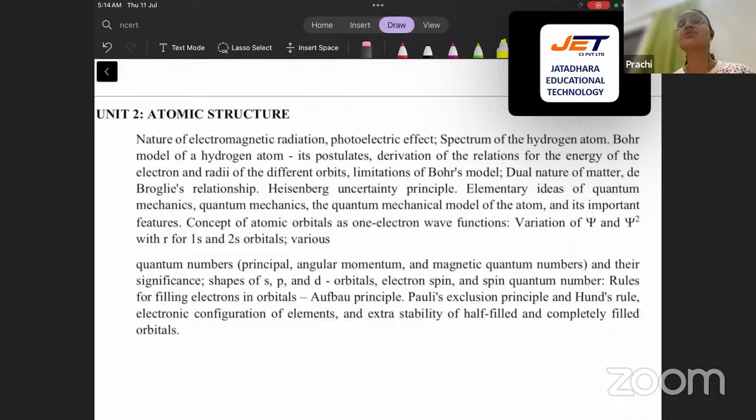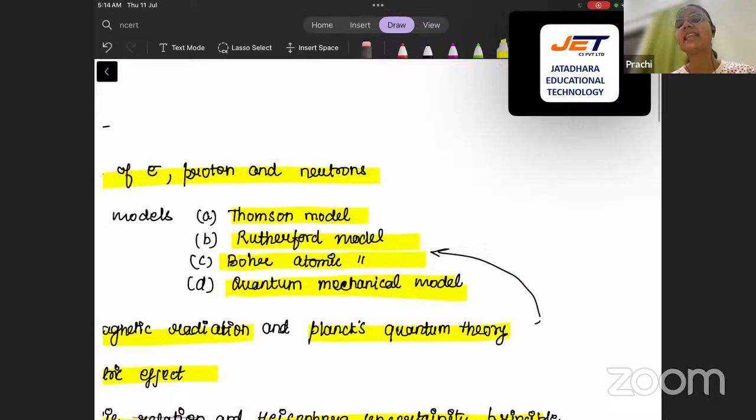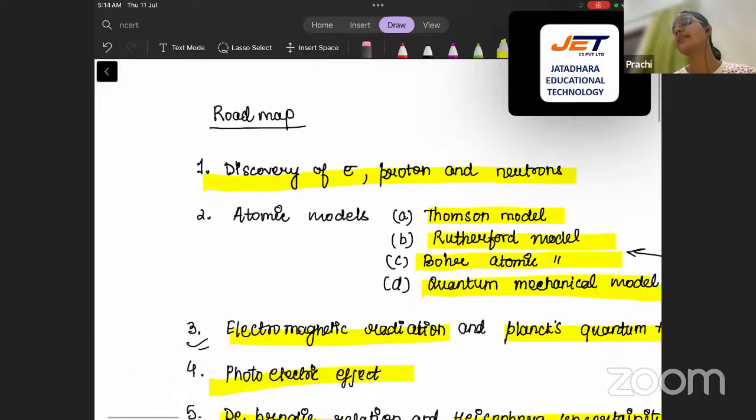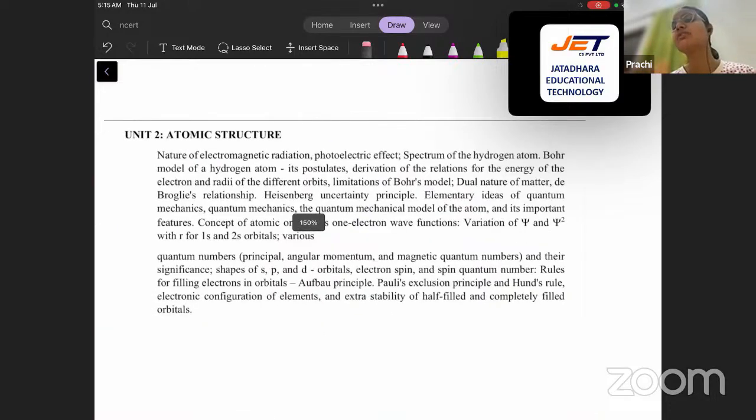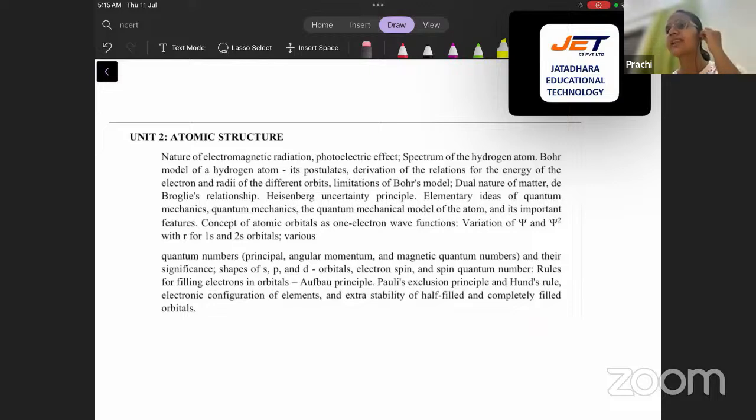So our learning has to start from the topic that is the nature of the electromagnetic radiation. And then it says that we have to learn about the photoelectric effect, then the spectrum of hydrogen atom, which is the part of the topic. We learn the spectrum of hydrogen atom once we learn about Bohr's atomic model, right? So Bohr's model of hydrogen atom, its postulates, derivation, relation for the energy, Heisenberg uncertainty principle, dual nature of matter, elementary idea of quantum mechanics, and all the things related to quantum mechanics.